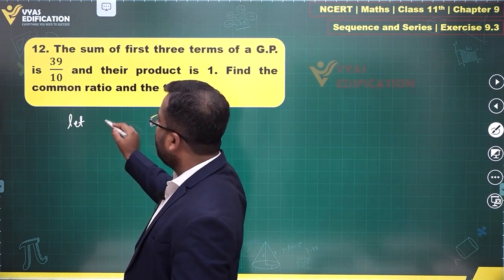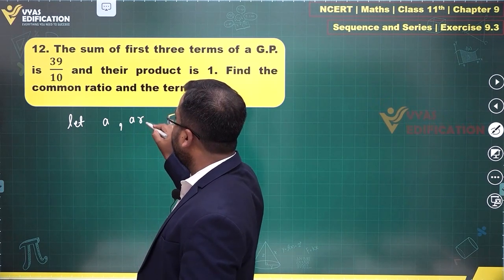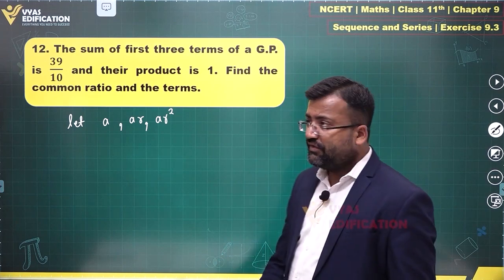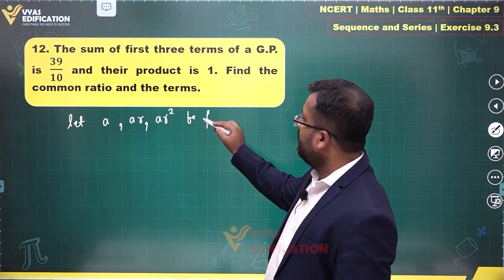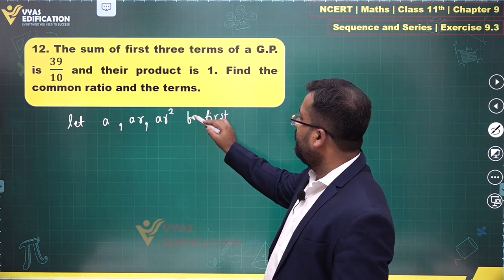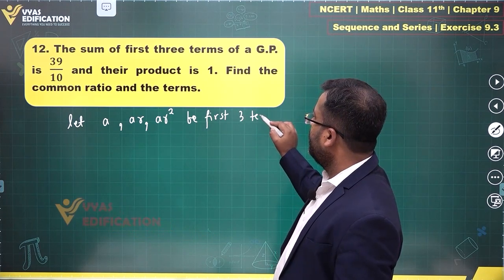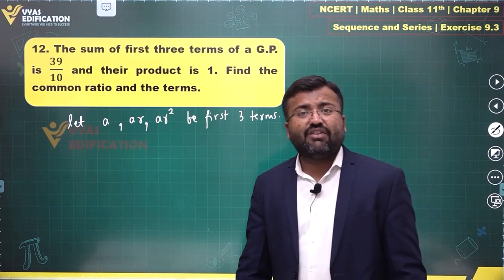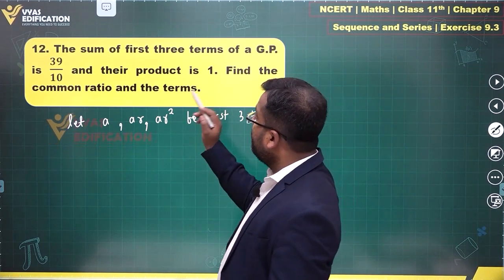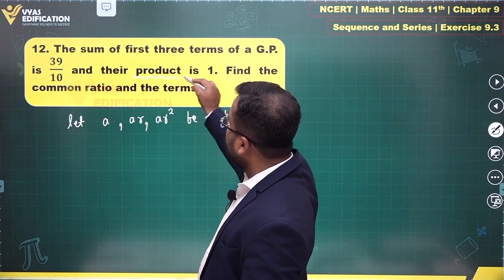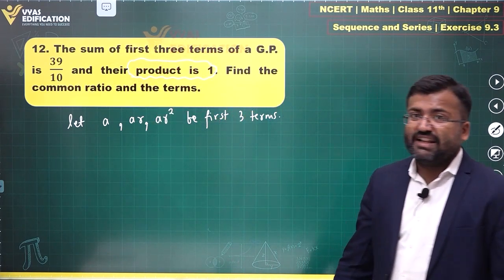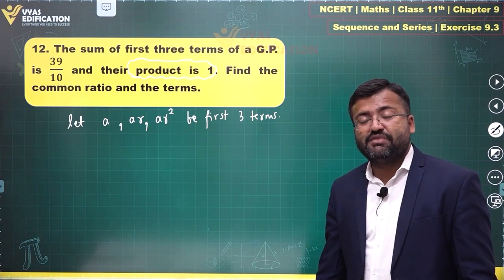Let a, ar, ar square be the first three terms. That's one of the choices. Why am I calling it one choice? Because I have another choice. Whenever you are given terms in a GP and the product is given, then you can maybe think in other terms as well.